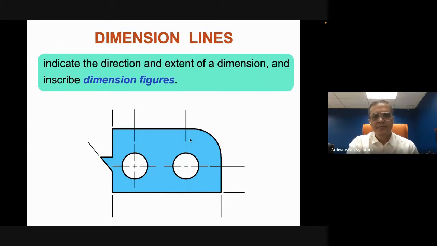Dimension lines indicate the direction and extent of a dimension and inscribe dimension figures. That one, that is a dimension line. Okay, that is a dimension line.